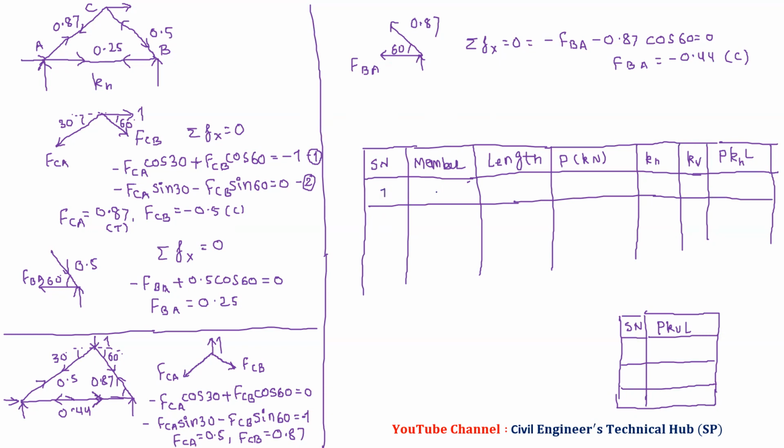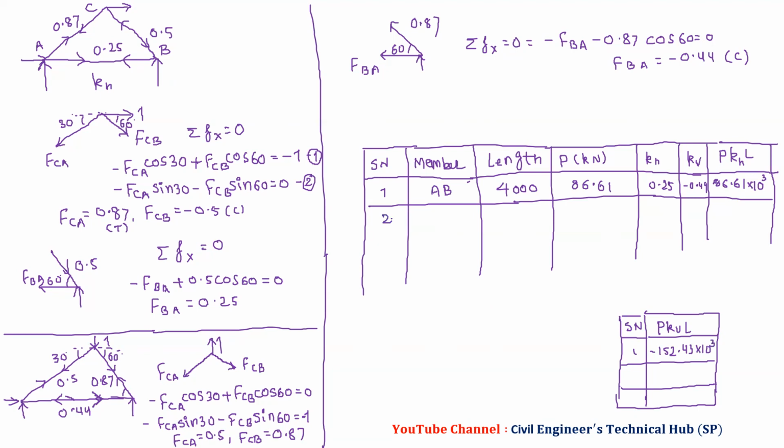So one, I will directly write member AB. We have length of AB, we have 4000. We have P for this as 86.61 positive. Then KH 0.25, KV we have minus 0.44. And I got PKHL. I got this value as 86.61 into 10 raised to 3. Check it. And this I got minus 152.43 into 10 raised to 3.